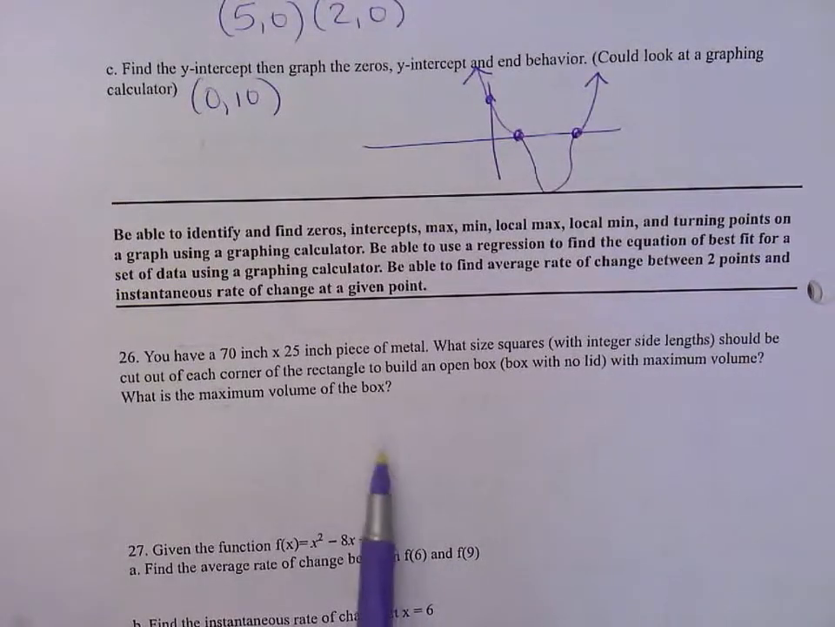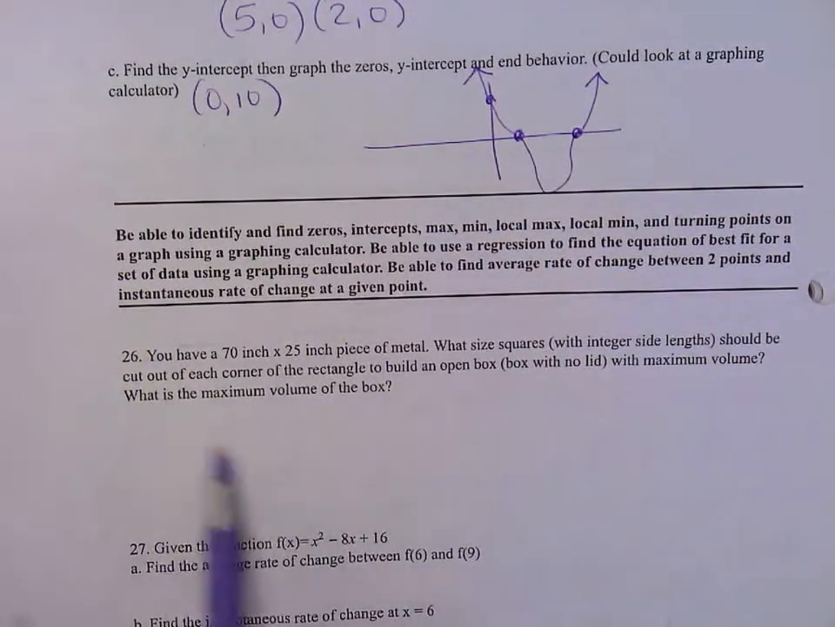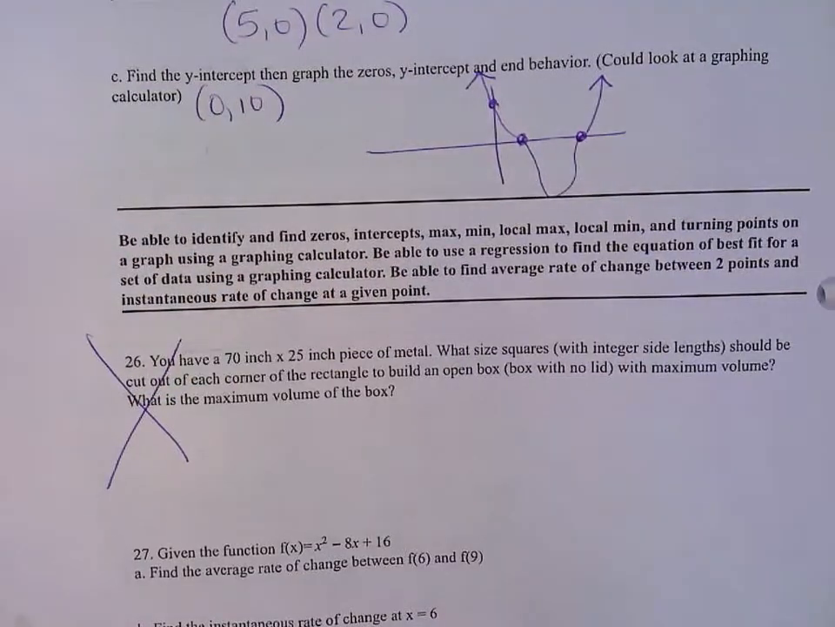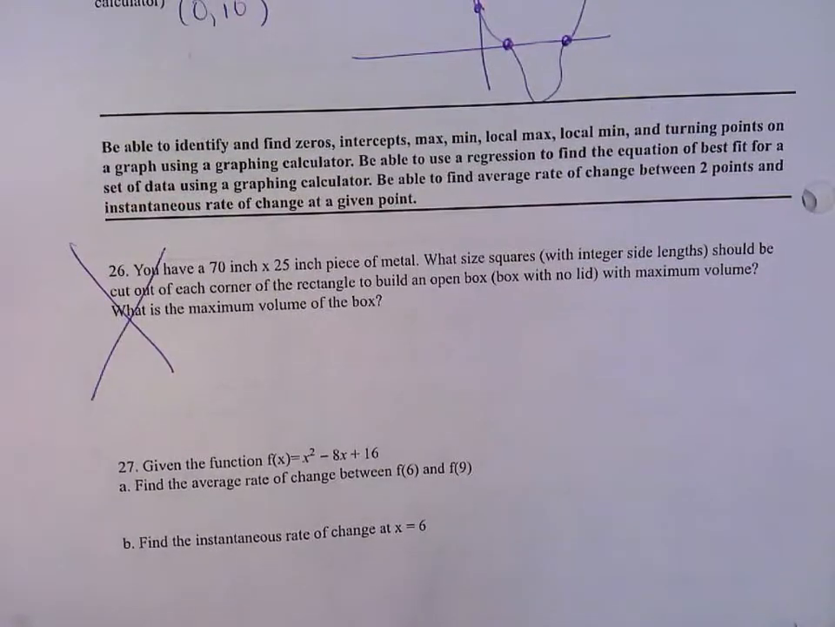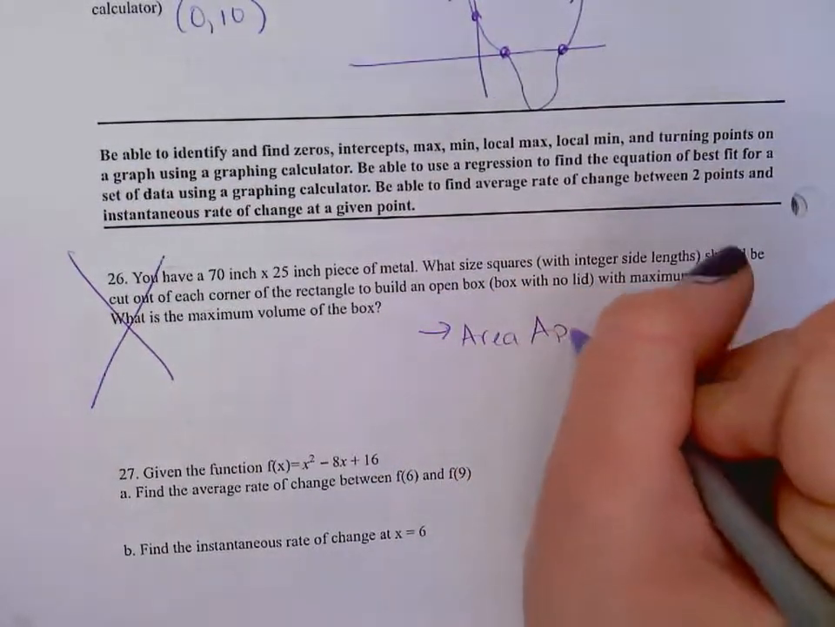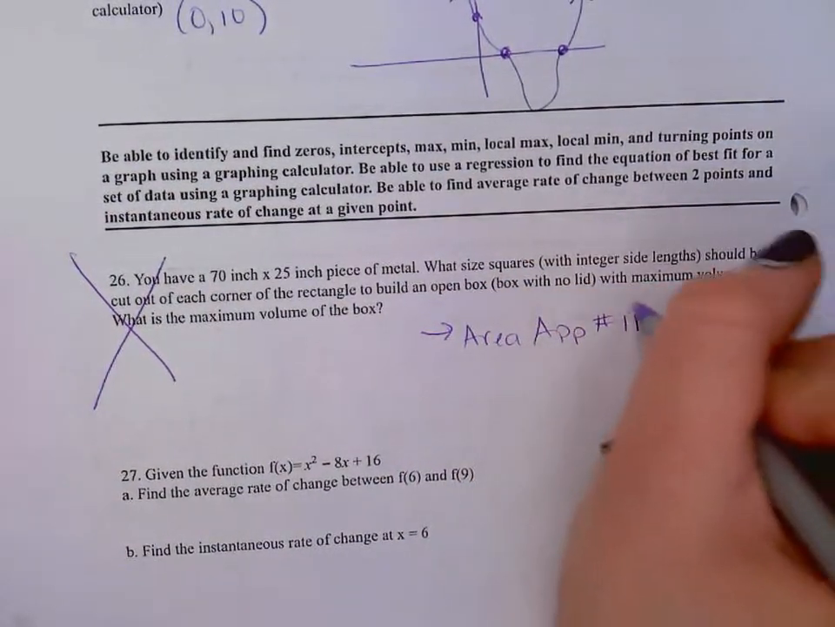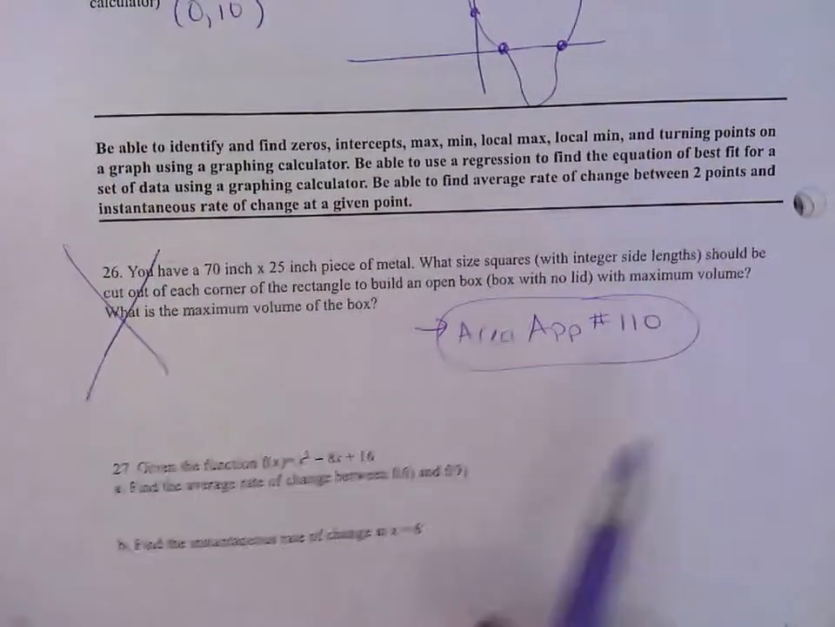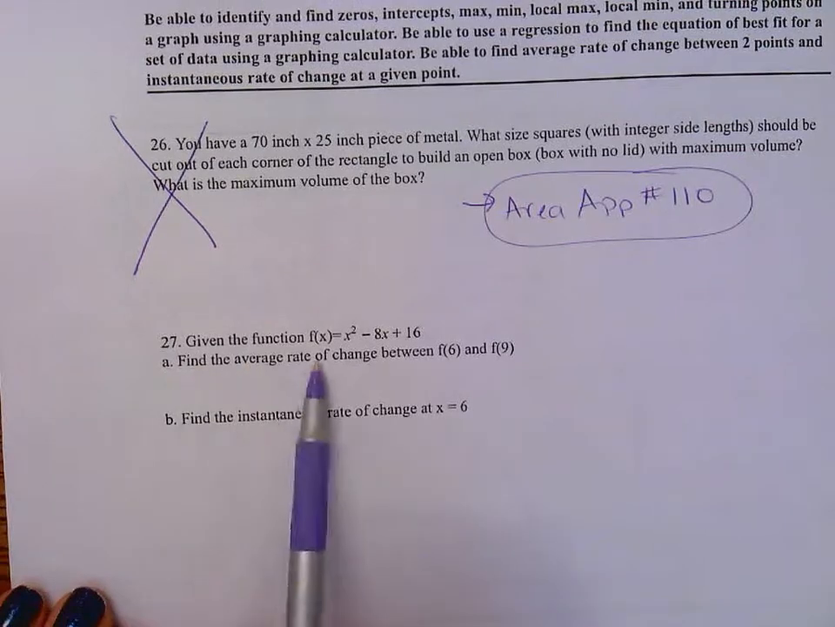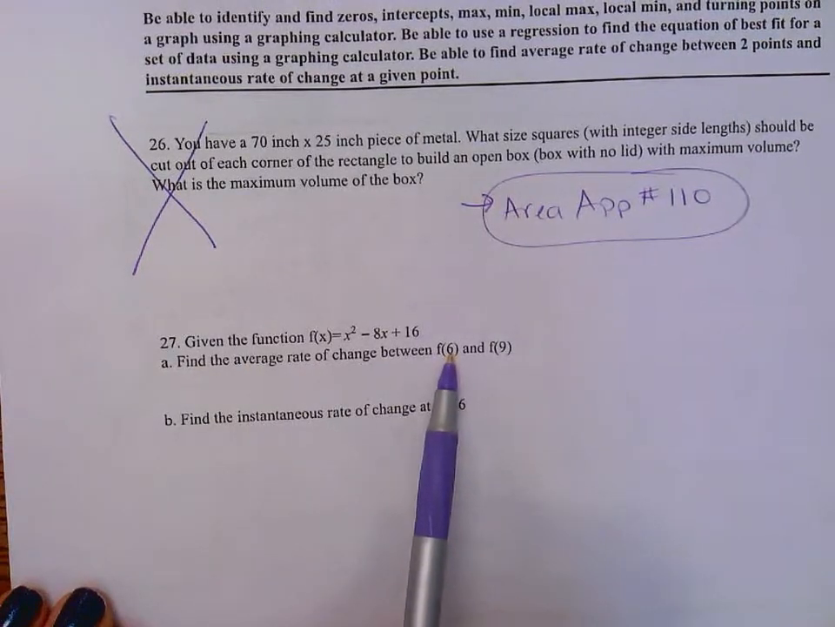This is that open box problem. So I'm not going to be asking you the open box problem on your test. So you can go ahead and skip that one. Make sure you know how to do your area application on number 110 in your packet. And let's finish with this rate of change problem. So find average rate of change between x equals 6 and x equals 9.